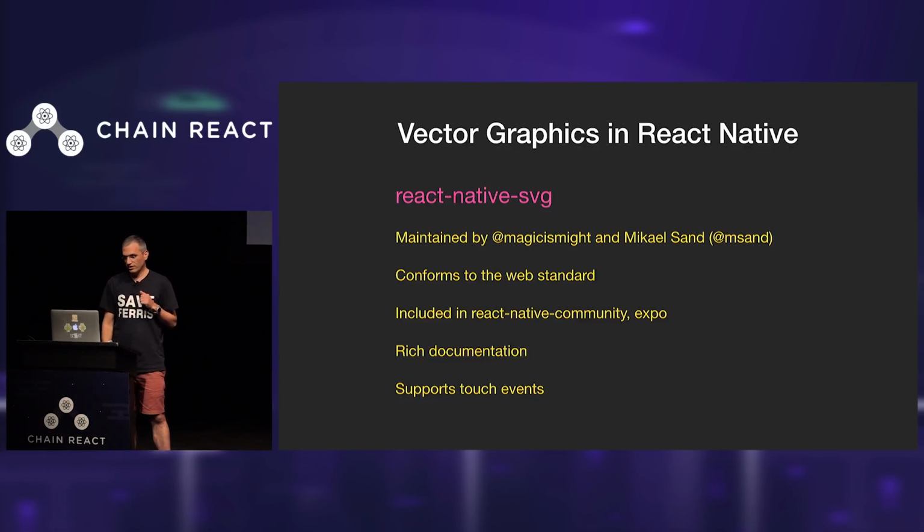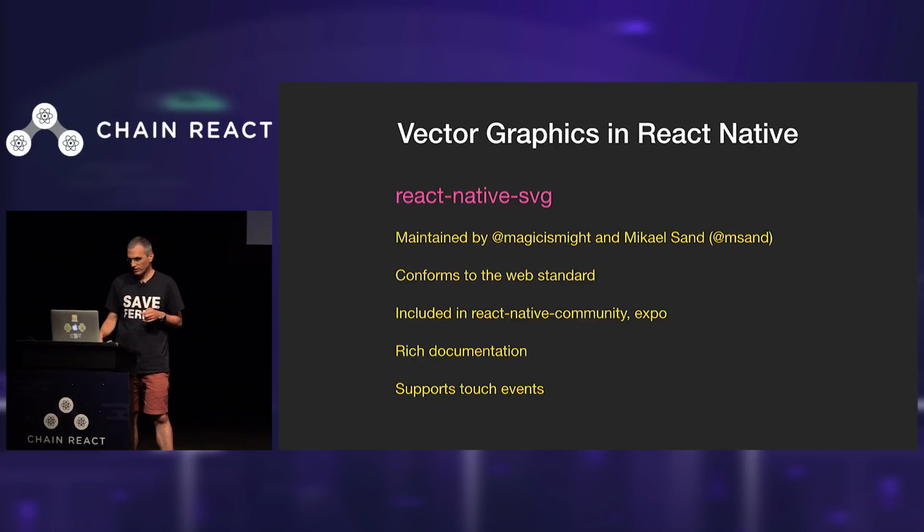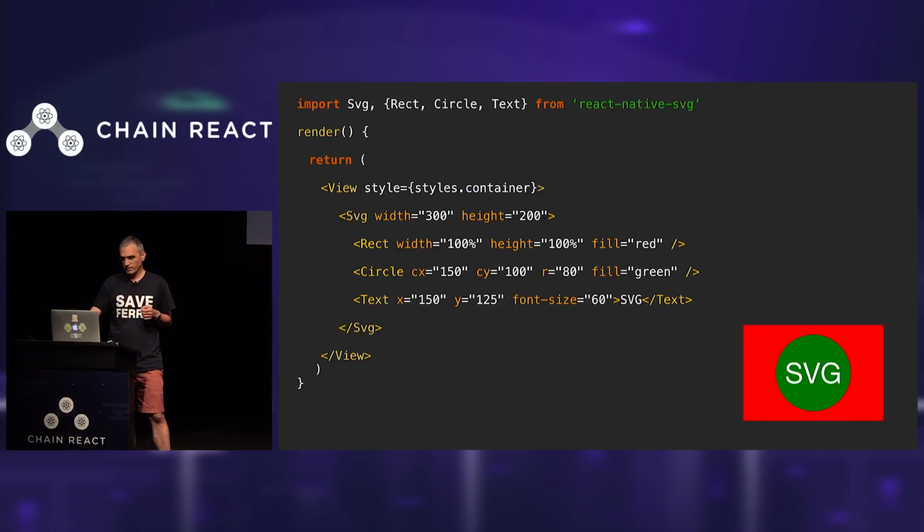Some words about this package. It's maintained by two main contributors, Magic is Might and Mikhail Sand. What's beautiful about it is that it conforms exactly to the web standard of SVG. So if you know SVG from your front-end days, you know SVG in React Native. And that's the point of this package. It's already included in the React Native community. You can import it straight out of Expo if you're using Expo. It has rich documentation, and it even supports touch events, which is very important in mobile apps.